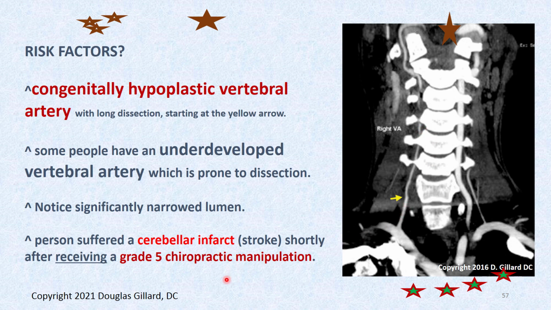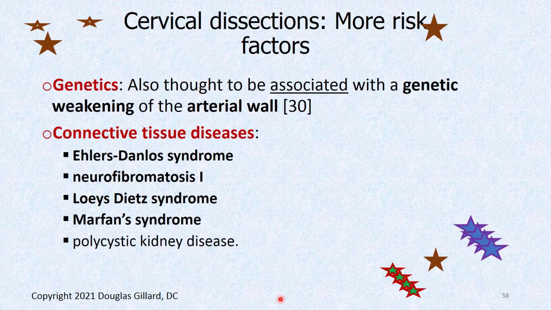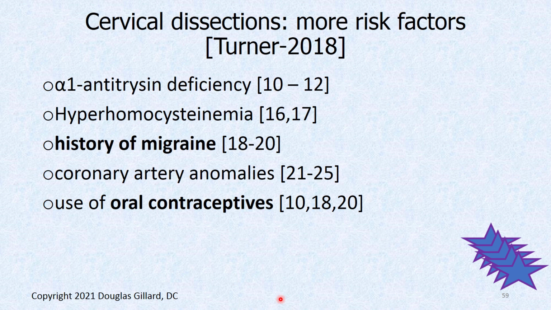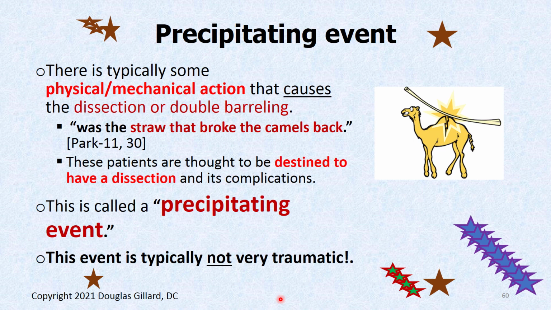This person did unfortunately have a stroke following a chiropractic manipulation. I actually worked on this case. I was a member of this team. What else? More risk factors with genetics. So the connective tissue disorders: Ehlers-Danlos syndrome, neurofibromatosis 1, Loeys-Dietz, Marfan's. The same suspects. Some more risk factors. History of migraine, patients tend to have a greater chance for cervical dissections. Coronary artery anomalies increase the risk. People who have been on oral contraceptives for a long period of time. Alpha-1 antitrypsin deficiency, hyperhomocysteinemia, all risk factors. Not going to get into them though.